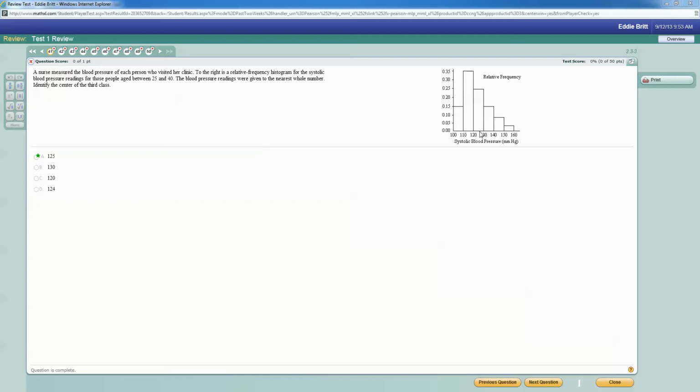Well, I'll just say 130 plus 120 and divide by 2, just like we're finding the midpoint. 130 plus 120 divided by 2, and that'll give us 125.